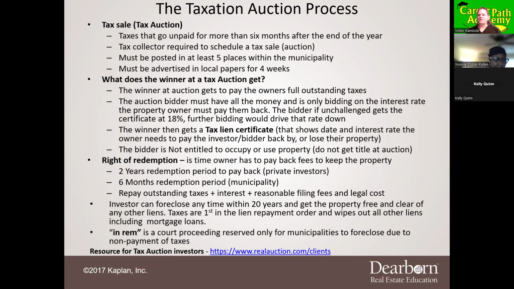In rem is a court proceeding that's reserved for municipalities to foreclose due to non-payment of taxes. And if you want to see some municipalities in New Jersey that do this online, at least through this company's software, there's a couple hundred municipalities in New Jersey that use this software company. This is a software company, realauction.com. And here's a link directly to their client list, which is a bunch of municipalities within the state of New Jersey.